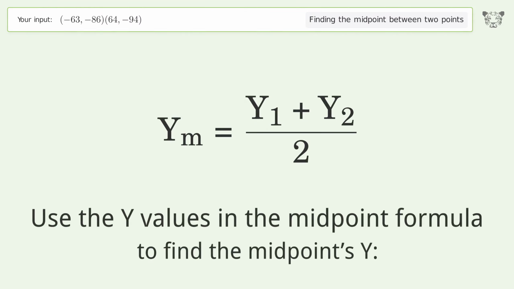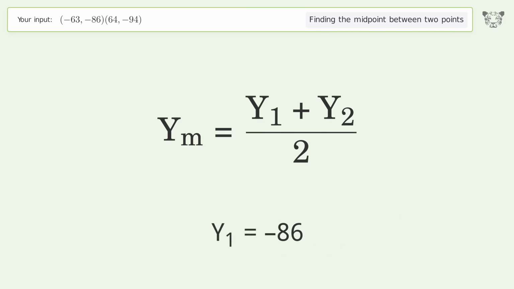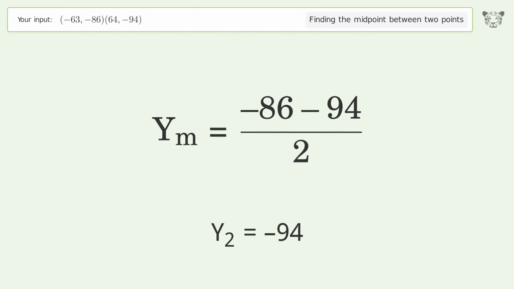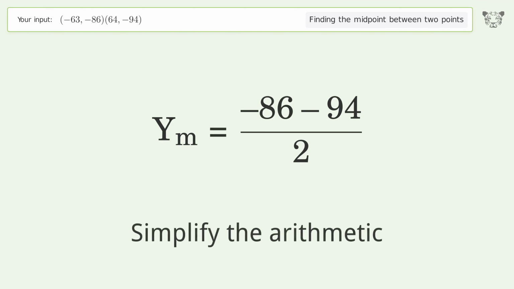Use the y values in the midpoint formula to find the midpoint's y. y1 equals -86. y2 equals -94. Simplify the arithmetic.